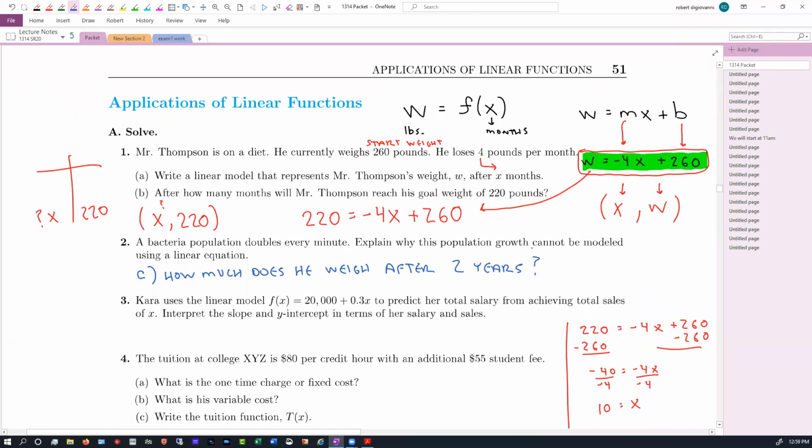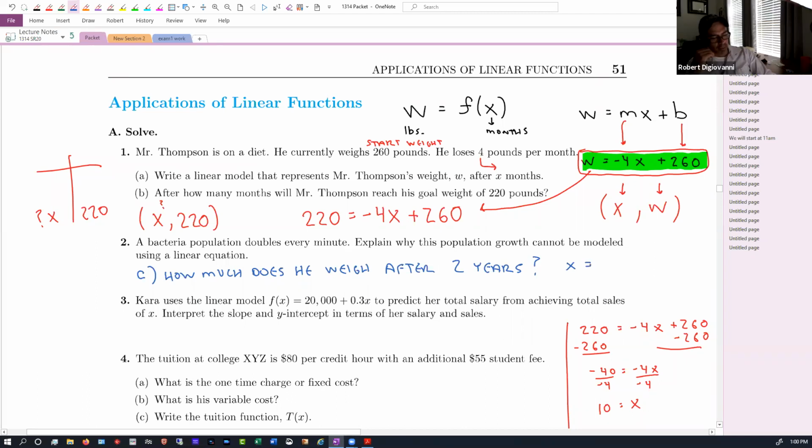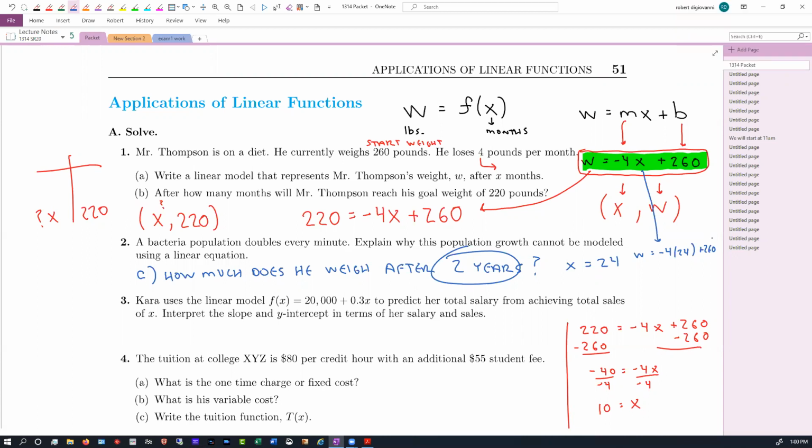Would you replace x with 24? Exactly. You'd replace x with 24. So when we say 2 years, that's 24 months, right? So if we go to this equation and replace the x with 24, we could figure out what that is. Actually, he might be dead. Let's see. Negative 4 times 24. That's not bad, negative 96 pounds plus 260. He'd weigh 164 pounds. Okay.